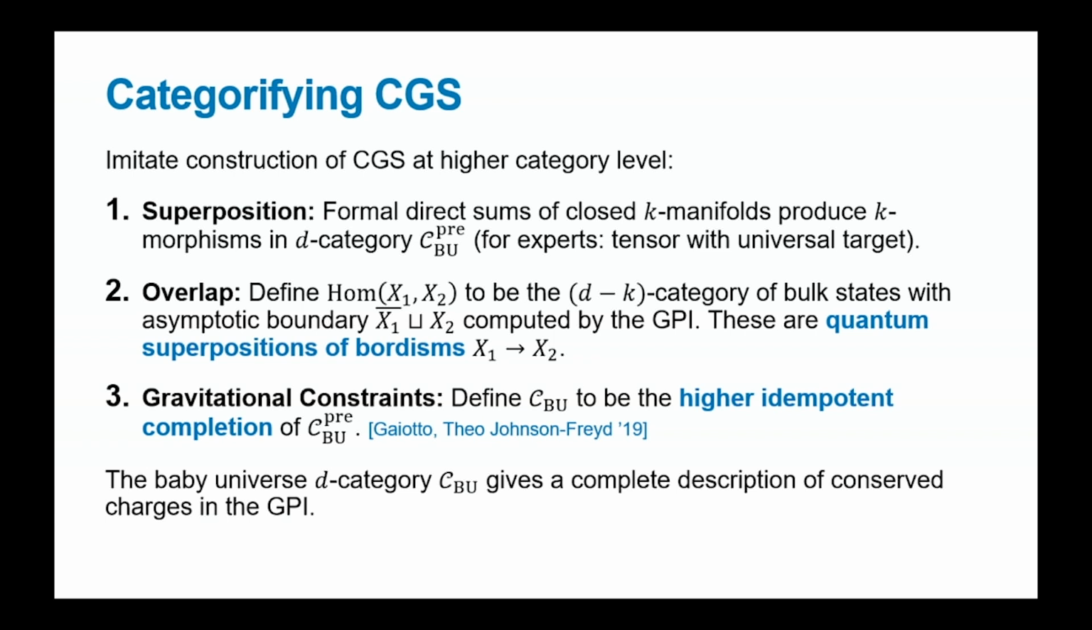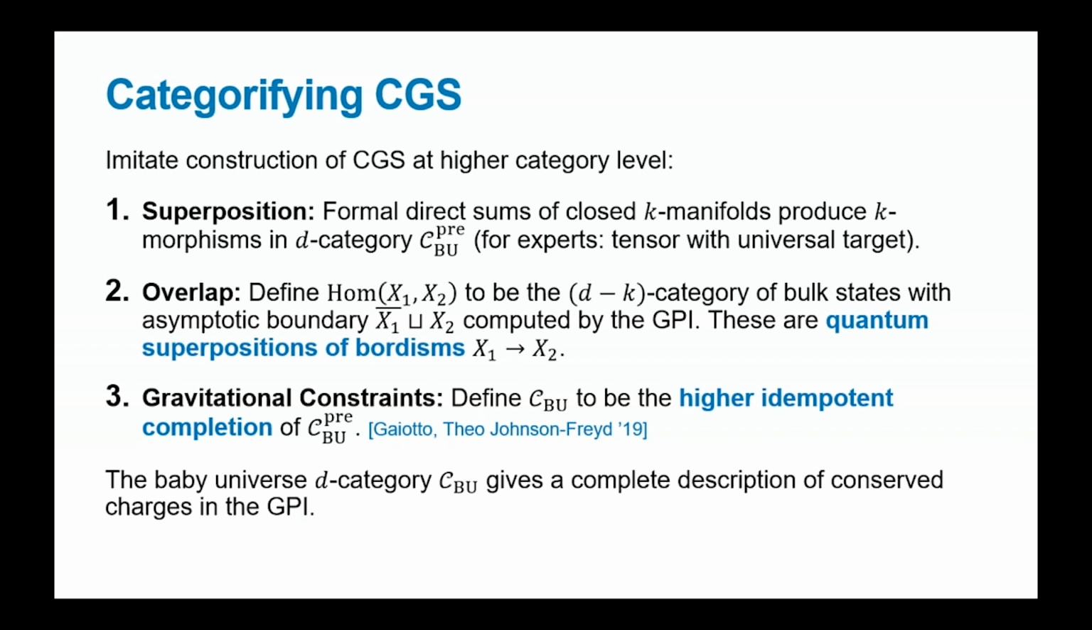The first step is superposition. So when we want to talk about charges, higher form charges, the right notion of superposition is not linear combination with complex number coefficients. It's linear combination, say, as objects in a category. So what I'm going to define is what I'm going to call the baby universe pre-category, whose K-morphisms are formal direct sums of closed K-manifolds as they appear in the gravitational path integral. And I should say, for experts, I should tensor this with an appropriate universal target D category.